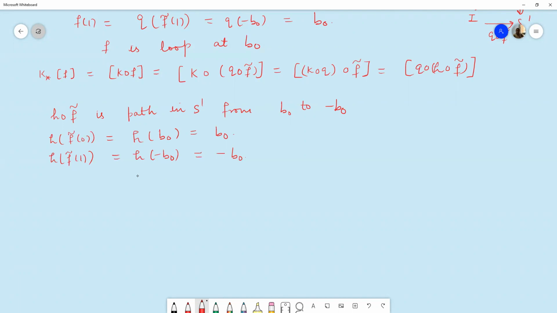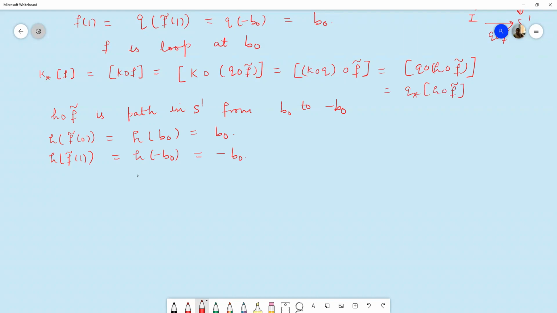Because the trivial element of that group is given by the constant path based at point B0. But if we take a path which starts from B0 and ends at minus B0, then that cannot be homotopic to the constant path, so that will be a non-trivial element. And Q circle H circle F curl is basically Q star of H circle F curl.